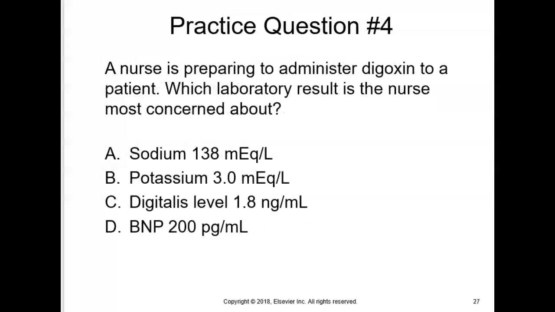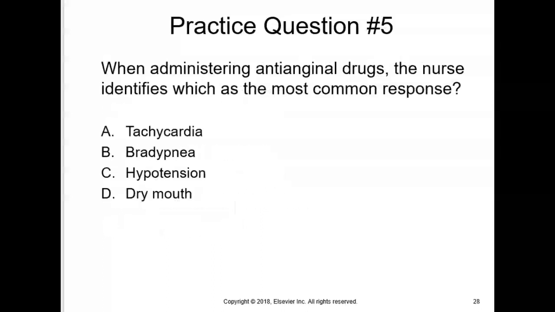Question 4, the correct answer is B as in boy. A low serum potassium level enhances the action of digoxin and can cause digitalis toxicity. Question 5, the correct answer is C. The most common side effect of anti-anginal drugs is hypotension.